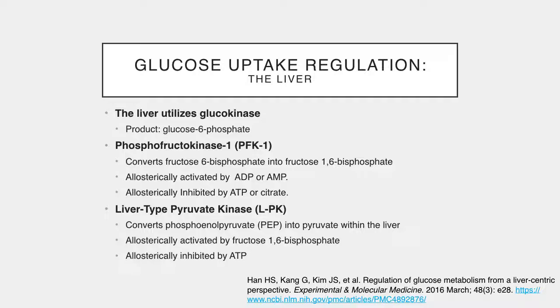Liver-type pyruvate kinase, or LPK, is used to convert phosphoenolpyruvate into pyruvate within the liver. LPK is allosterically activated by the presence of fructose 1,6-bisphosphate, again provided by active PFK1. Similar to PFK1, allosteric inhibition takes place in the presence of ATP to prevent excess energy. Other metabolic pathways via the liver include glycogenesis, glycogenolysis, and gluconeogenesis. The chosen metabolic pathway is allosterically controlled.